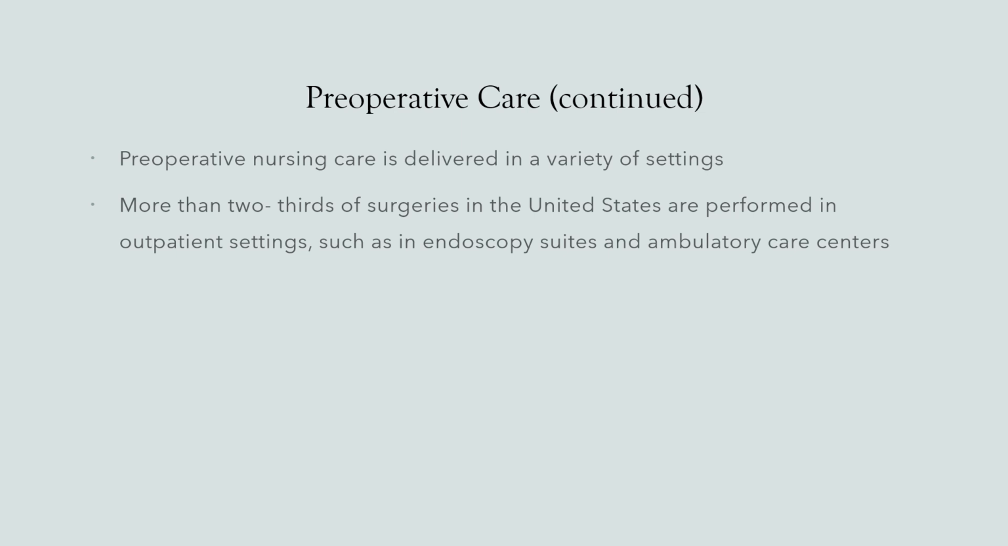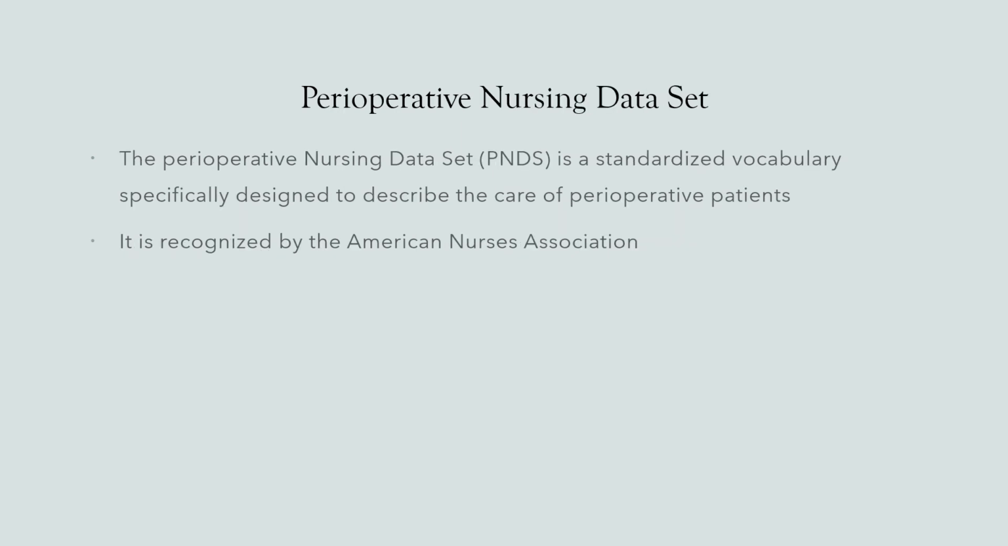Preoperative nursing care is delivered in a variety of settings. More than two-thirds of surgeries in the United States are performed in outpatient settings, such as the endoscopy suite and ambulatory care centers. The Perioperative Nursing Data Set is a standardized vocabulary specifically designed to describe the care of perioperative patients, and it is recognized by the American Nurses Association.